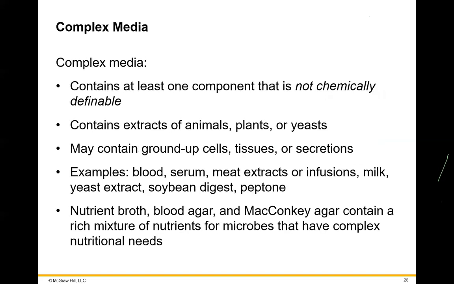However, actually most of the time that we use a lot of media, it might fall under complex. So one of the things that we use very commonly might be blood agar. It's just like nutrient agar that we added 5% sheep's blood to. Do we know what's in every single sheep's blood? No, we don't. So that can vary, but we know it has sheep's blood in it. So that's what we mean by complex.